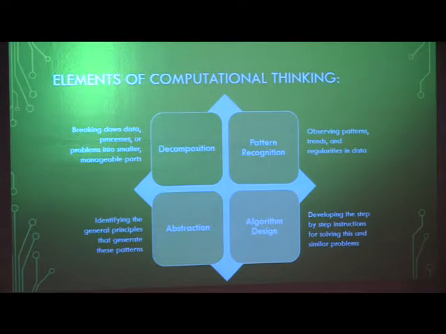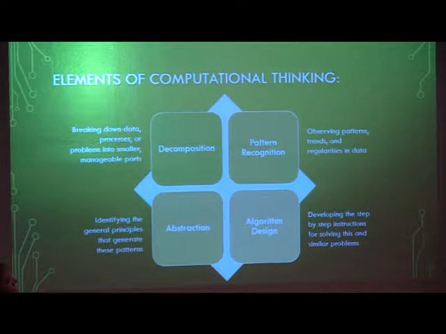So moving on, here are a couple of the elements of computational thinking: decomposition, pattern recognition, abstraction, and algorithm design. These are just some of the things you do when you're a problem solver using computational thinking. So let's look at decomposition. What does that mean? Breaking down data, processes, or problems into smaller, manageable parts. How many of you do that? When you're writing a paper, doing a chem lab, building a website, you're doing that.